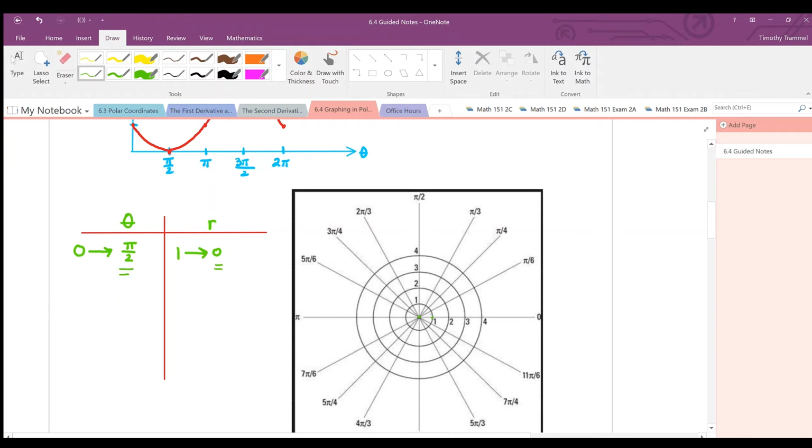Let's go ahead and connect these with a smooth curve. But note that as we connect these, r should never exceed 1 or be less than 0. Let's go ahead and sketch this in then.